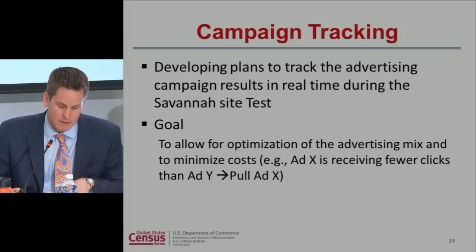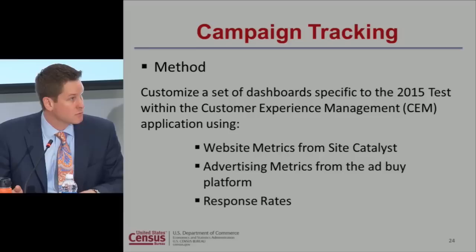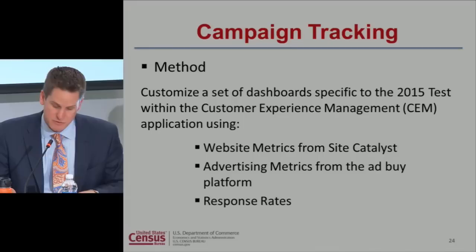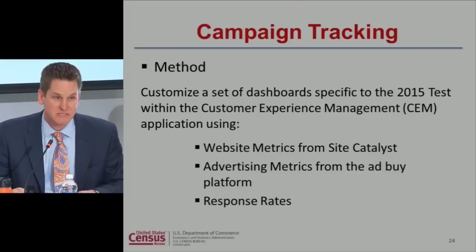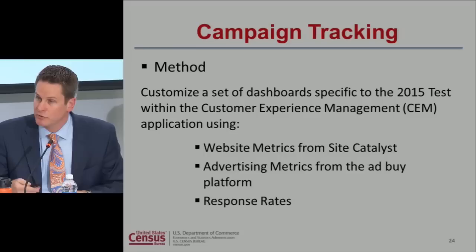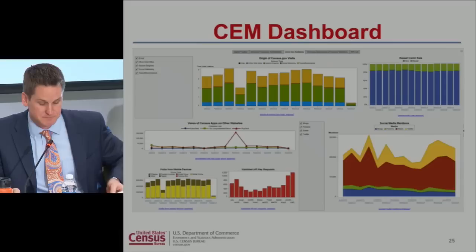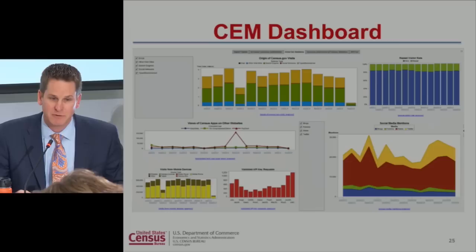As I mentioned, we're going to do it through a customized set of dashboards pulling from website metrics, advertising metrics from the ad buys themselves, as well as the response rates coming in from the Centurion system. We're working heavily with IT and Decennial on pulling the right data together so we can get this information across the various management streams. This is just a real rough sketch. It doesn't do it justice when you're looking at the monitor and seeing how quickly the data populates. I'd be happy to do a demonstration once we get it stood up.